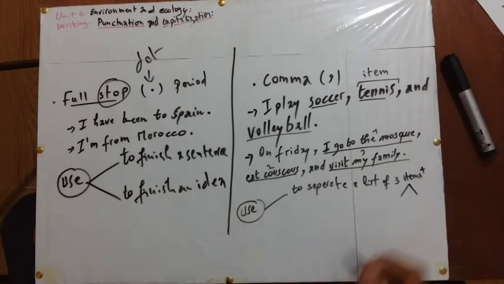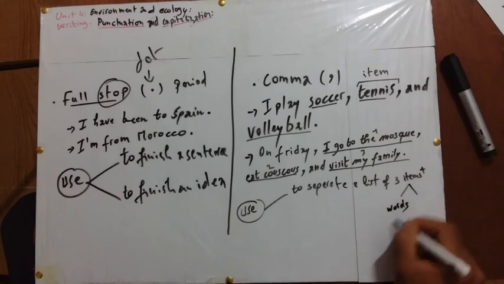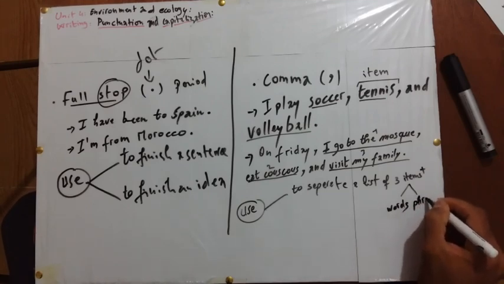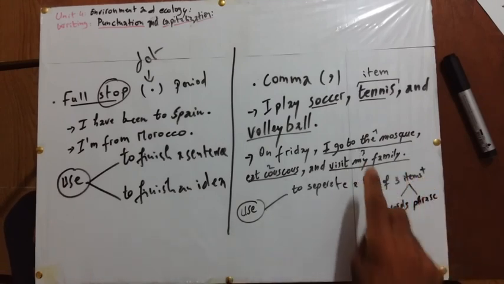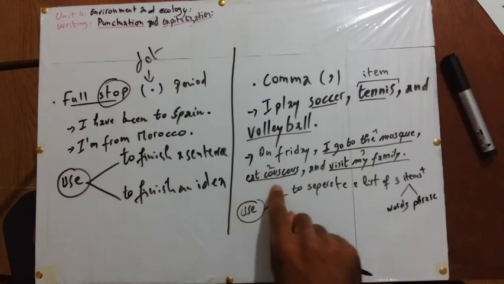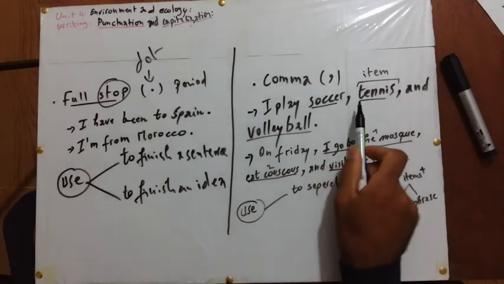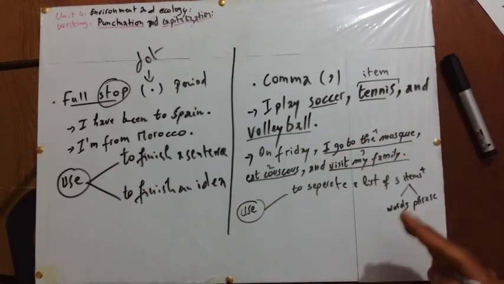These items can be words or phrases. In this case, we have 3 phrases: go to the mosque, eat couscous, visit my family. So we have 3 items or 3 phrases, and here we have 3 words, and we can have 4, 5, and 6 items.